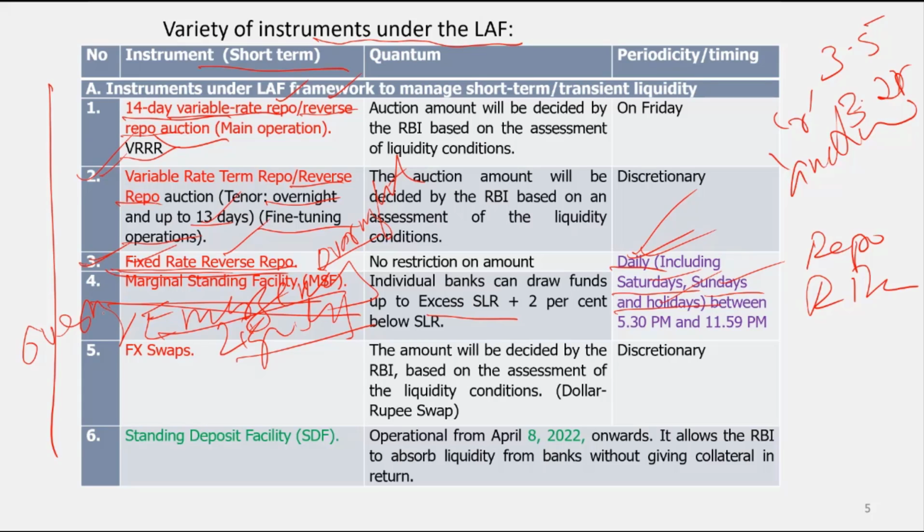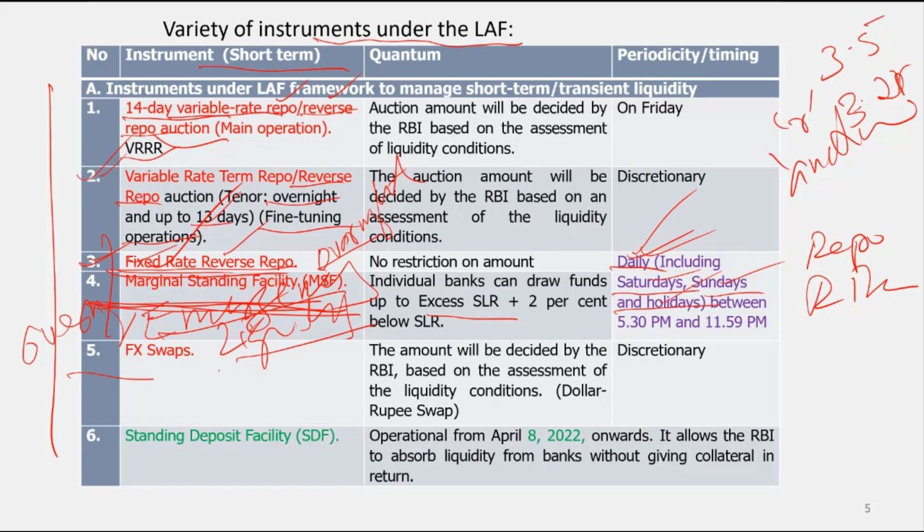So that is the significance of the marginal standing facility. Remember, both the fixed rate reverse repo and the marginal standing facility are daily facilities, or overnight facilities. One is for liquidity absorption, while the marginal standing facility is for liquidity injection.